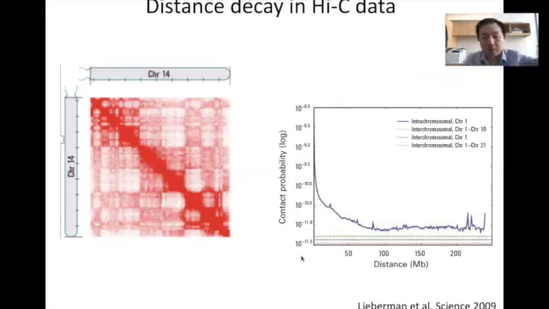So imagine this is your DNA. When two parts are close to each other in genomic distance, it's easier for them to form a loop and contact each other. But at this long end, from here to here, you need to form a much bigger loop, so the chance is much smaller. This is what we call distance decay in Hi-C data sets.